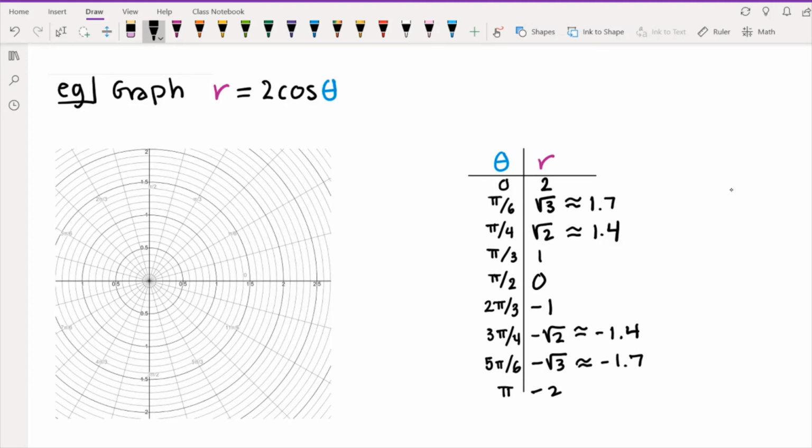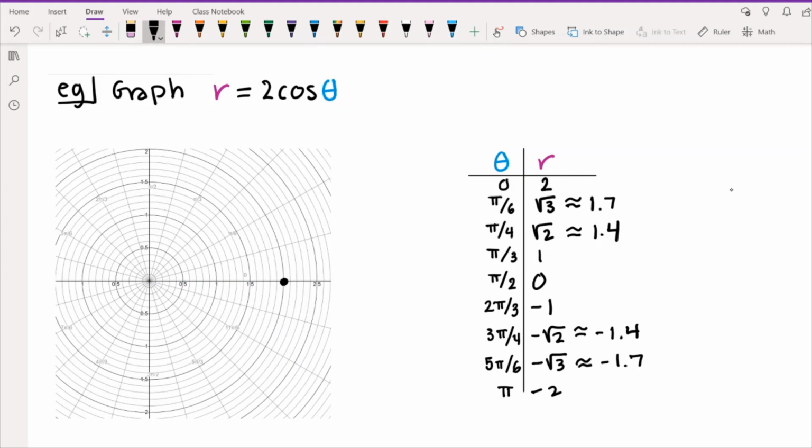The first point is 0, 2, and so that means that we want to go to an angle of 0. So here's our angle of 0, and we're going to go a distance of 2. So here's our distance of 2. And that's going to put our point right here. So that's our first point.